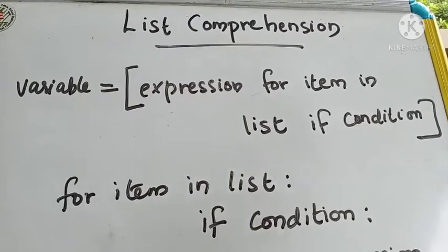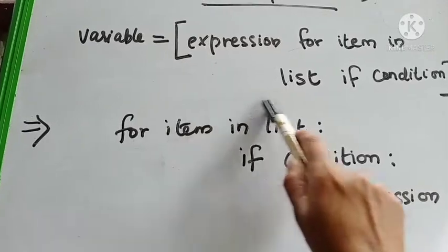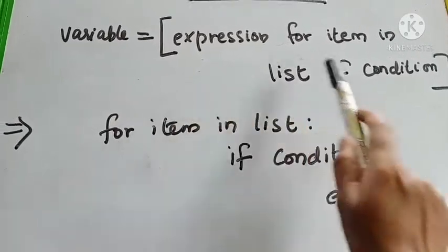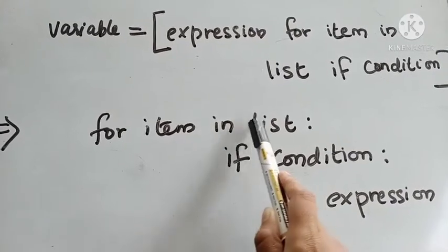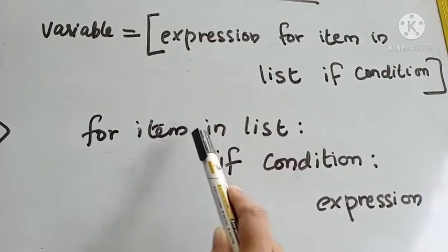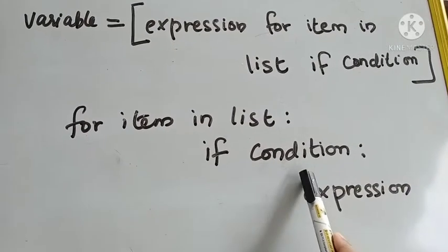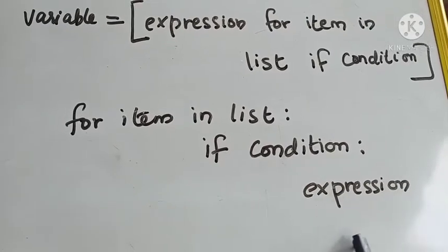Actually, this line is the same as this way. You know this concept, right? If you have this concept, it means you know how to solve these things. For item in list means for each item in the list, if the condition is true, it will come down and check the if condition. If this condition is also true, it will come down and this expression will be evaluated.